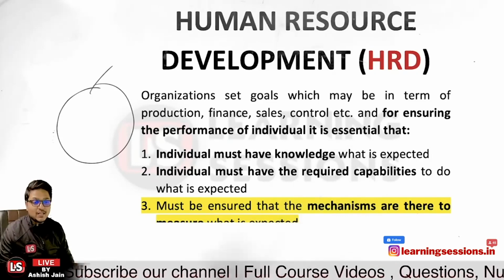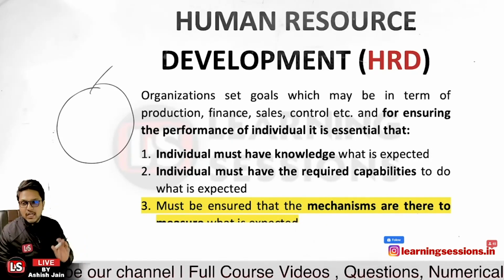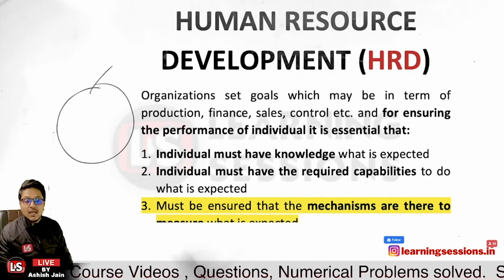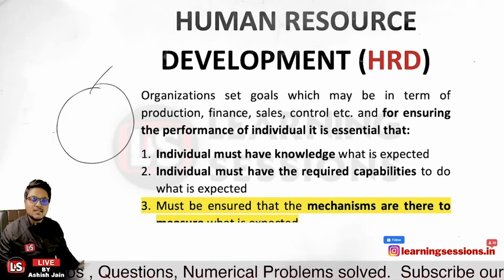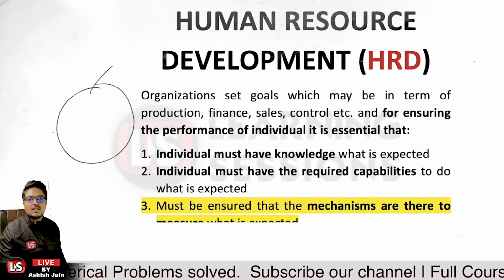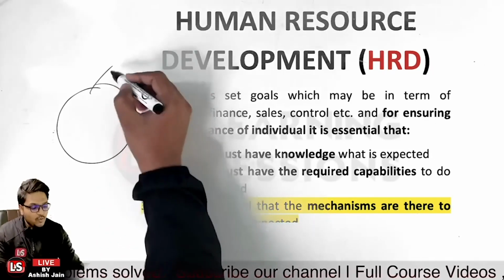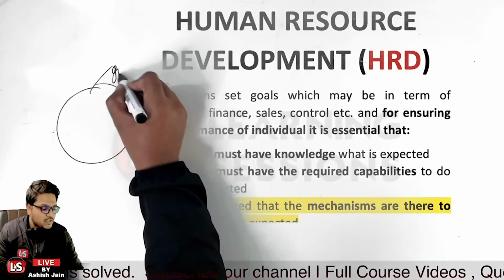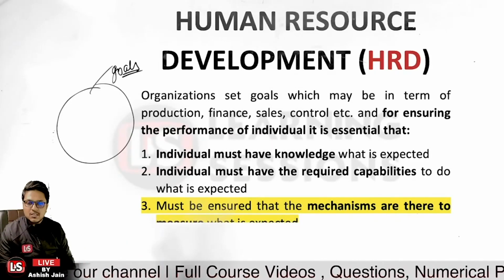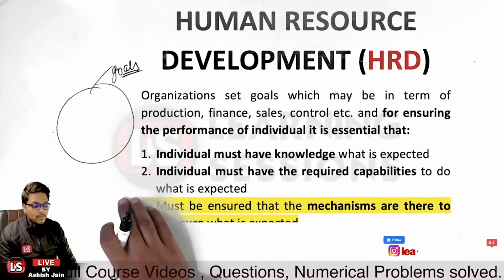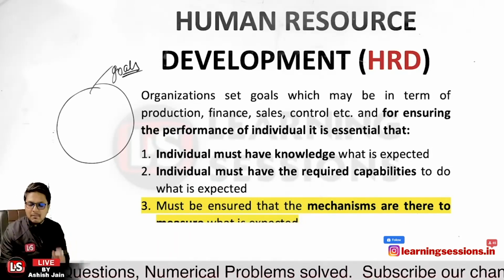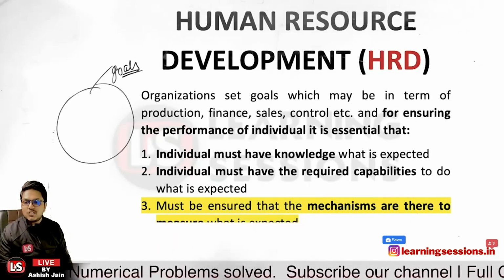And so as to make sure that the individual is performing to the optimal level, the individual must have the knowledge of what is expected. The individual must have the required capabilities and the required skills, and there must be a mechanism to measure what is expected. So first of all, we have goals which are to be achieved. For that purpose, there must be individuals who perform well. For that, the individual must have the knowledge as expected, the skills, the capabilities, and there must be some mechanism to measure what is expected.